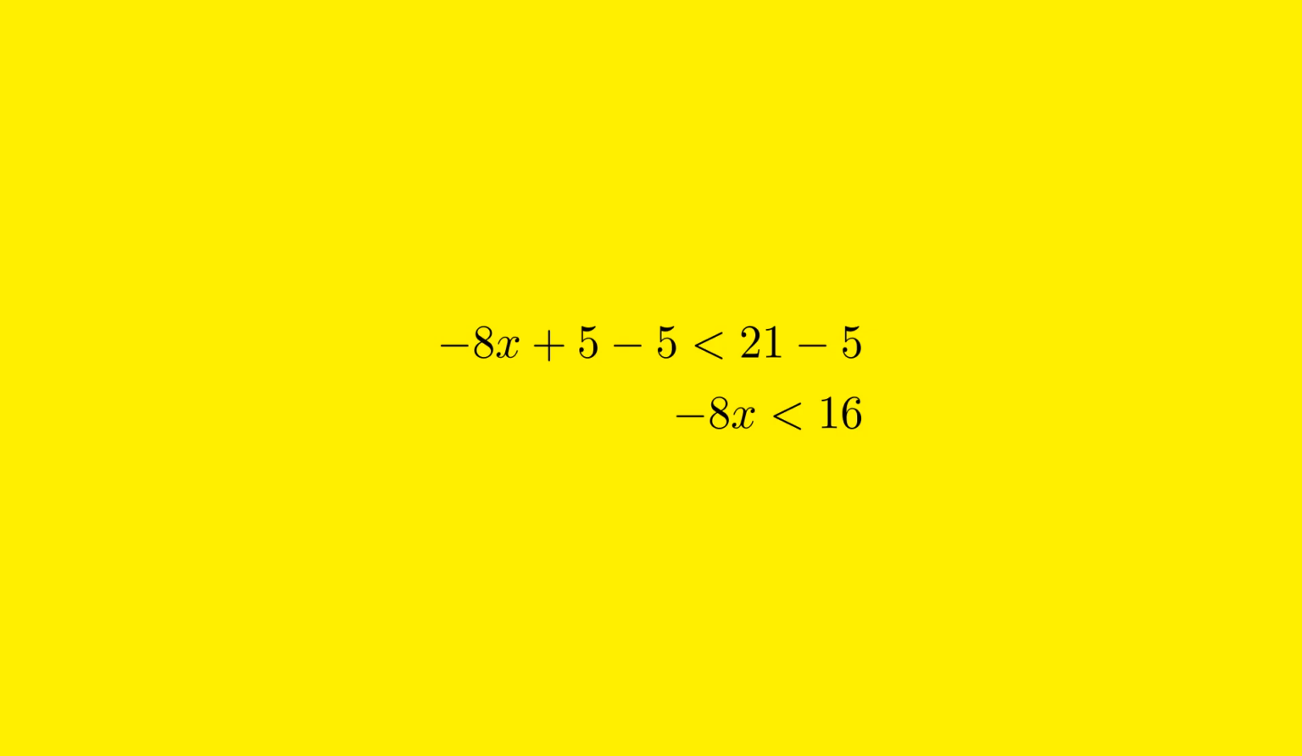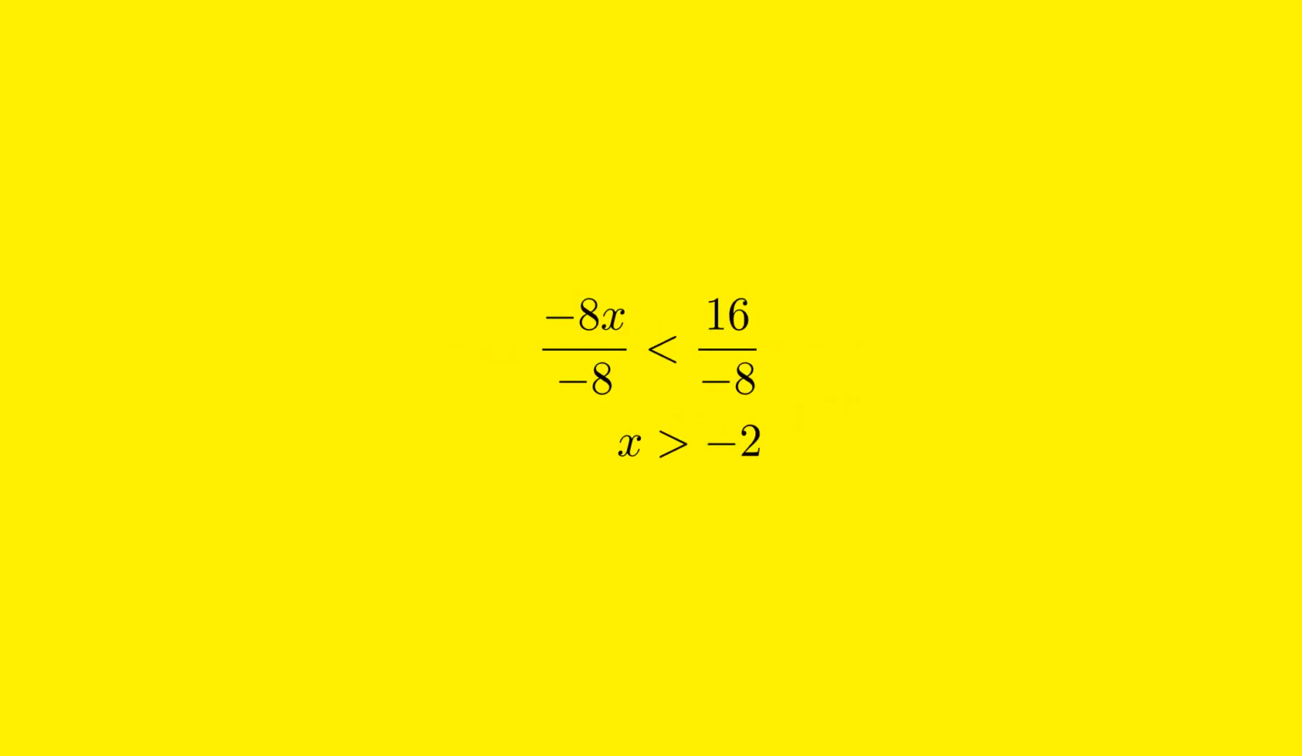The new inequality is -8x < 16. By subtracting 5 from both sides, we have simplified the inequality, making it easier to isolate the variable in the next steps. This keeps the inequality balanced.